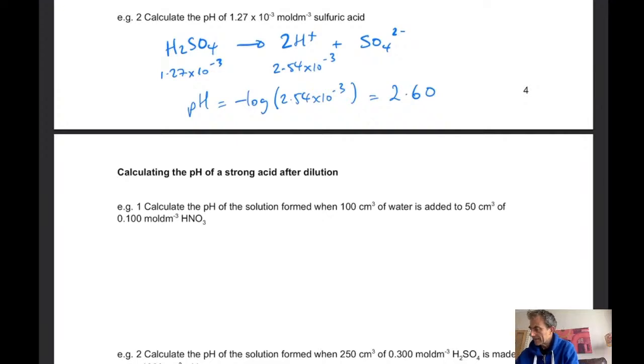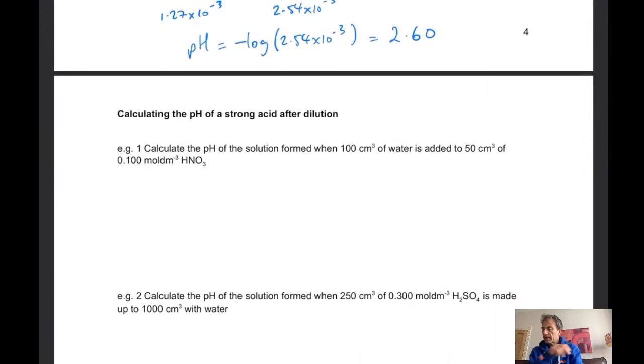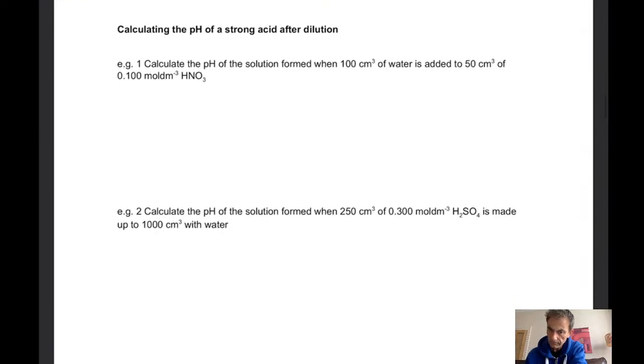So save the best till last, or the hardest stuff till last. Hopefully this will be okay. Right, so this bit here is all about calculating the pH of a strong acid. pH doesn't have a unit, no. These are strong acids after dilution. Okay, so we've got to calculate the pH of the solution formed when 100 cm cubed of water is added to 50 cm cubed of 0.1 mole per decimeter cubed nitric acid.